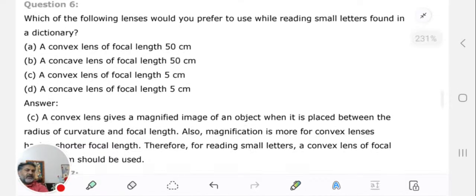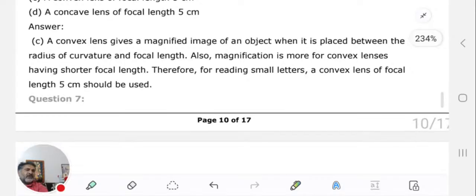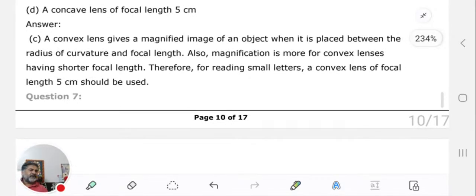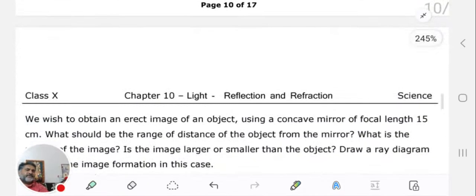હા, આન્સર ઇઝ સી. A convex lens gives a magnified image of an object when it is placed between the radius of curvature and focal length. Also, magnification is more for a convex lens having shorter focal length. જેટલી ફોકલ લેન્થ નાની હશે ને એટલું મેગ્નિફિકેશન વધારે. Therefore, for reading small letters, a convex lens of focal length 5 cm should be used.